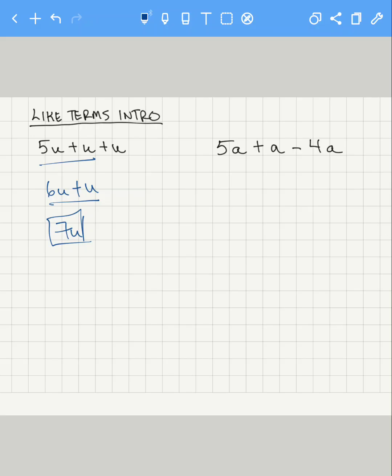Let's take a look at a. We know that 5 times a means a plus a plus a plus a plus a. Each one of those a's is just a single a. So whenever we add those up, we end up with 5 of those a's. If we added another a to it, it'd be 6 a's. And then if we wanted to take some a's away from it, it would be 6 a's take away 4 a's, giving you 2 a's. This is the basics of just understanding how to put together or take away stuff that has the same traits.